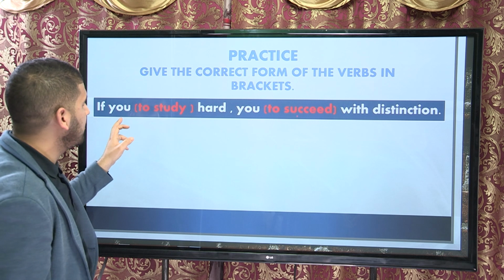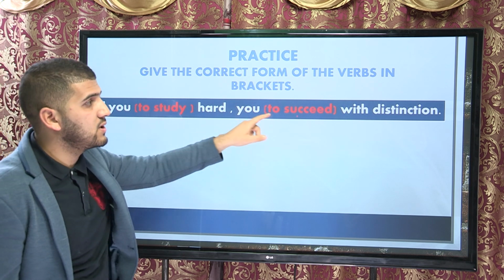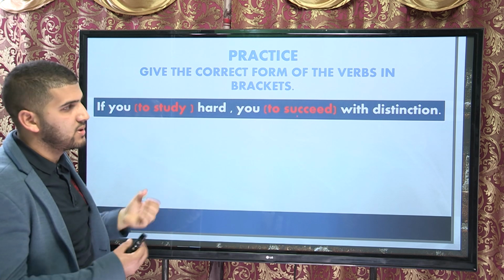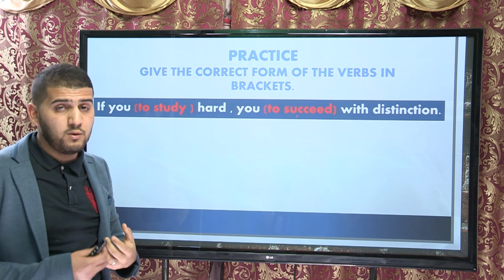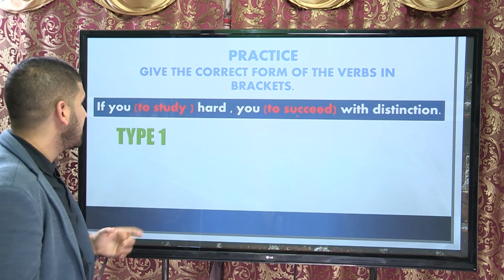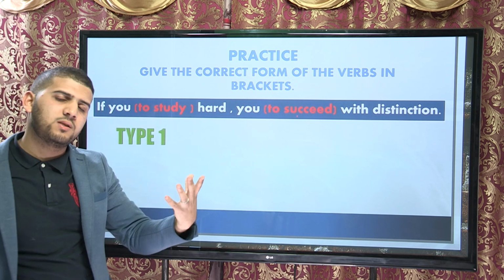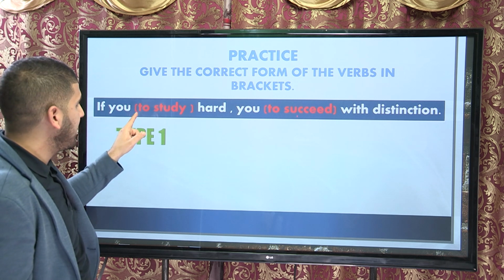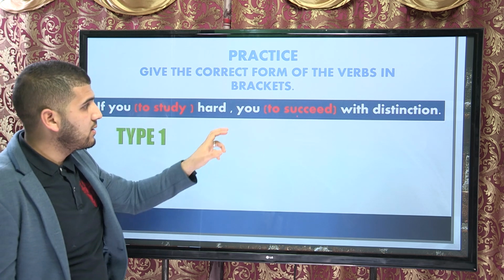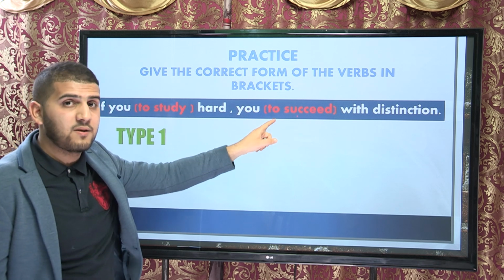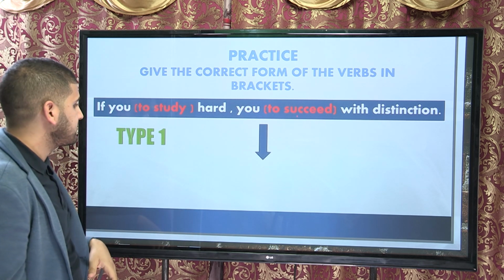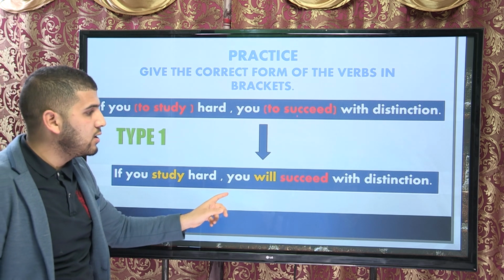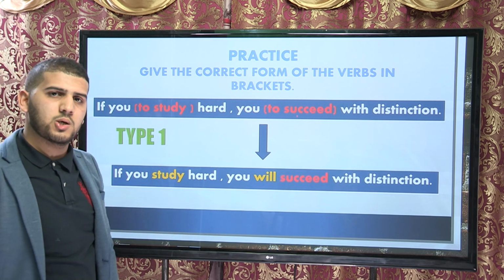So, if you study hard, you succeed with distinction. This is possible. This is a possible situation in the future. Therefore, we use type 1. And what is the rule of type 1? It's if plus subject plus present simple, comma, subject plus future. So, if you study hard, comma, you will succeed with distinction.